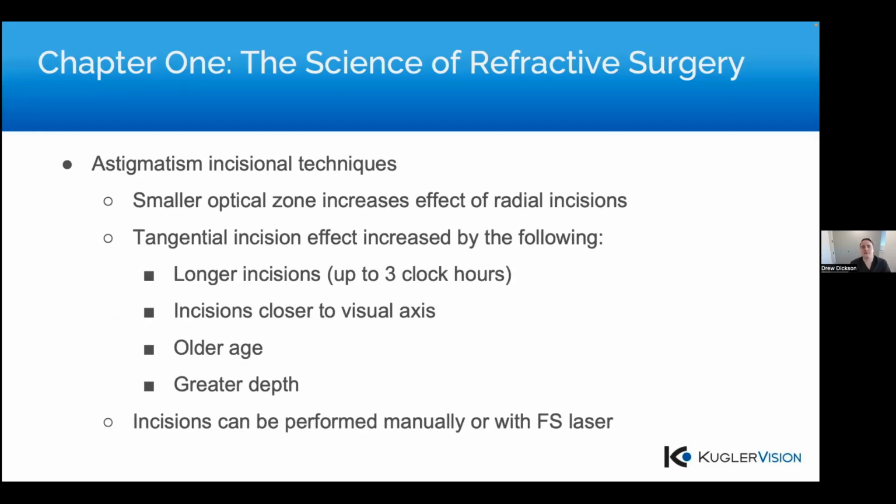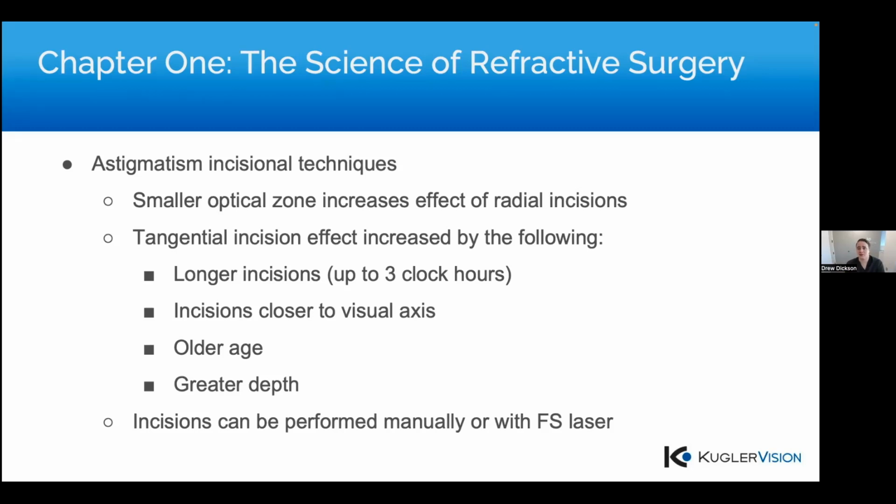Some of the things that will affect the potency of these incisions are smaller optical zones. So when RK was performed, having a smaller optical zone created more of an effect. So they'd create longer incisions going more central into the cornea. Tangential incisions, the effect can be increased in a number of ways. Longer incisions will induce more of an effect within 3 clock hours. If the incisions are closer to the visual axis, they have more effect. Older age, greater depth, all will increase the potency of these incisions.